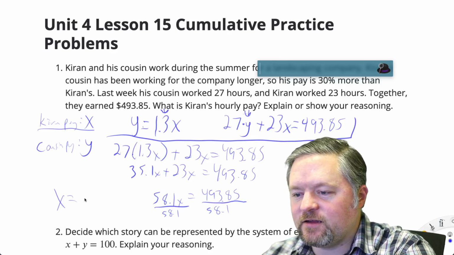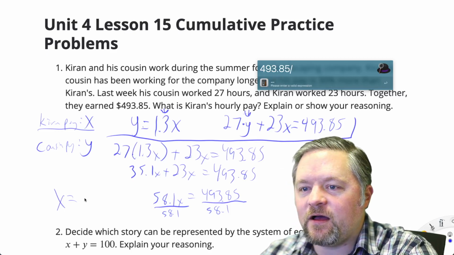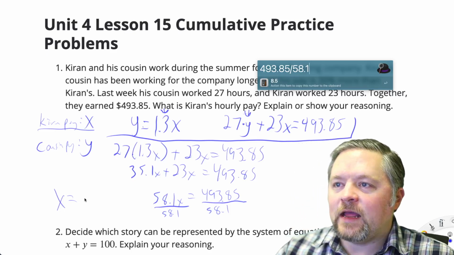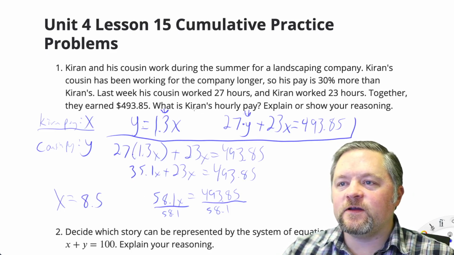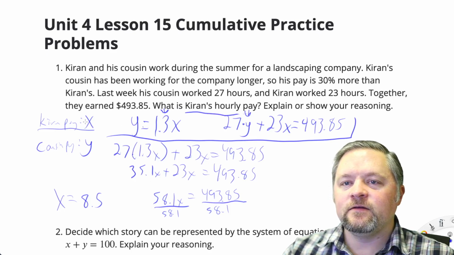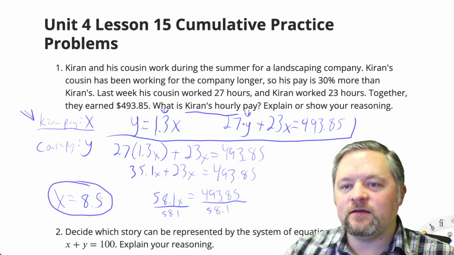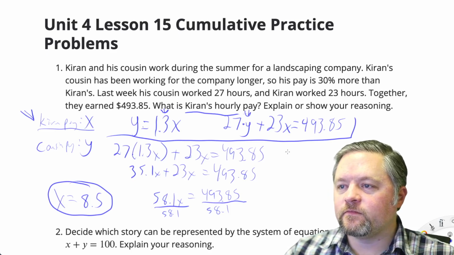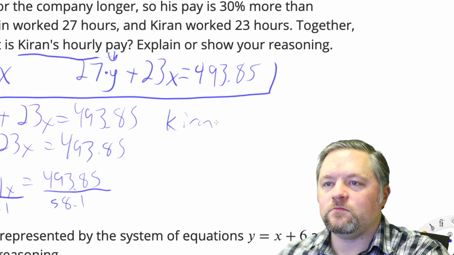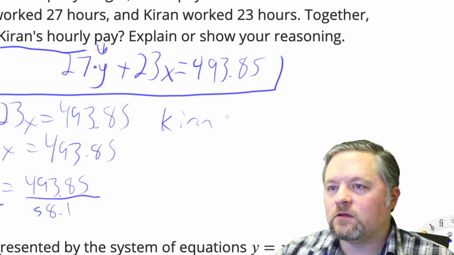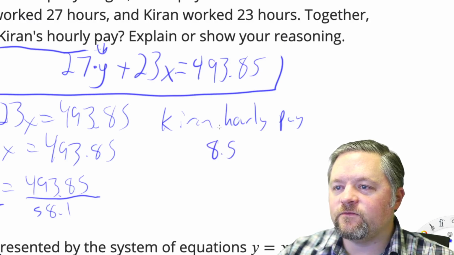What? You're surprised I'm using a calculator? No, I have no idea what this is off the top of my head. 493.85 divided by 58.1 is 8.5. X equals 8.5. What were we trying to figure out? We were trying to figure out Kieran's hourly pay. Good thing we labeled it so we knew which one was X and which one was Y. His hourly pay looks like $8.50.